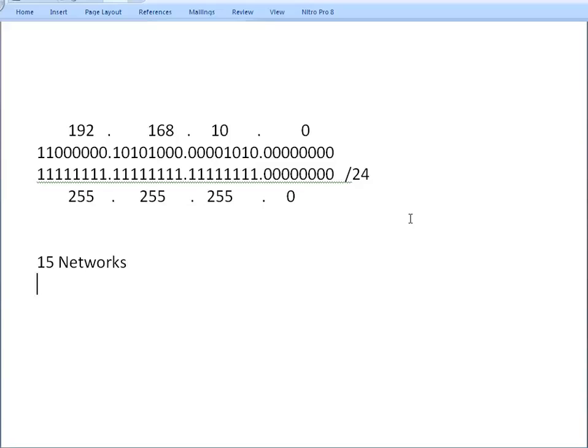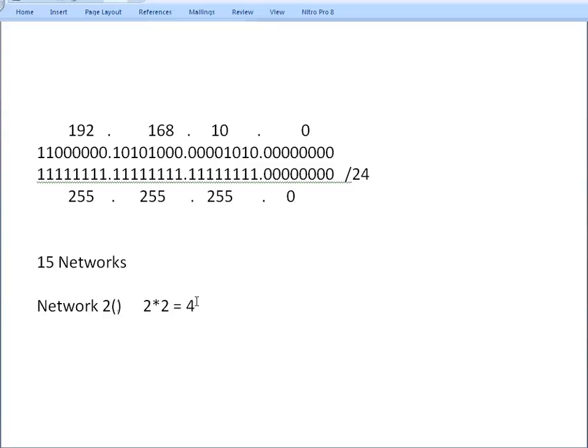Okay, well, it's easy. We know the formula for the network, the formula was 2 to the power n. So if you borrow 1 bit, just 1 bit, this will change to 1. And the formula will be 2 to the power 1, which is 2. It's not enough. So if we borrow 2 bits, this will change to 2, and the formula will become 2 to the power 2, 2 times 2, which is 4, and it's not enough. How about if we borrow 3 bits?